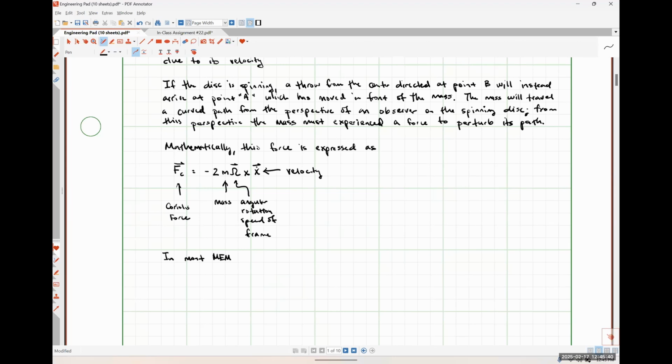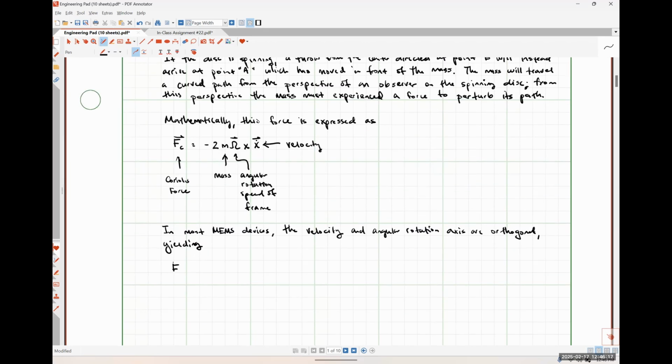In most MEMS devices, and we'll see why momentarily, the velocity and angular rotation axis are orthogonal, yielding the relationship where our Coriolis force FC is simply negative 2m capital omega.